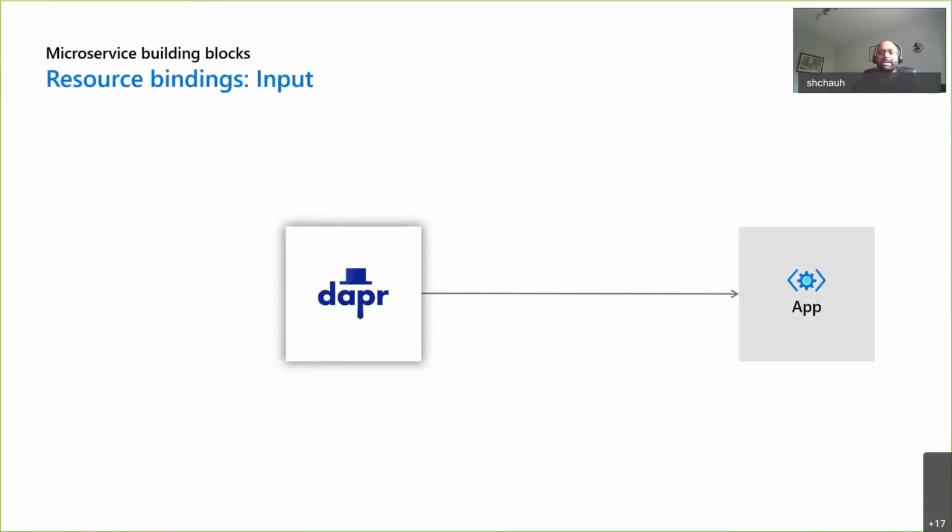Now let's talk about the next building block, which is bindings. Bindings are very important because you want to build a system which is event driven. Meaning that I would like to react when something happens outside of my system, or I would like somebody else or some other service or code to react when something is happening in my service. So this is the building block.